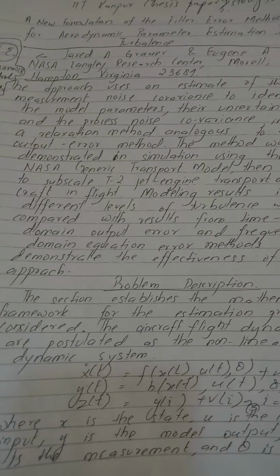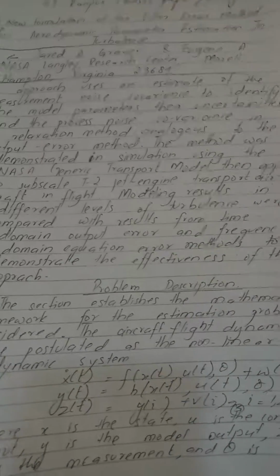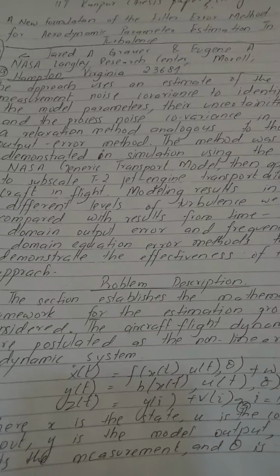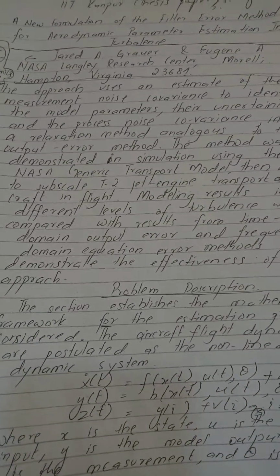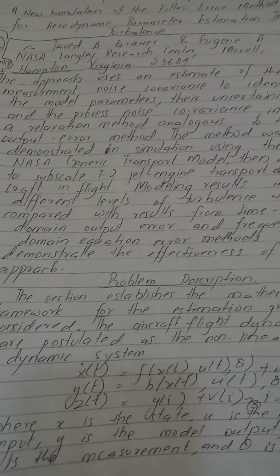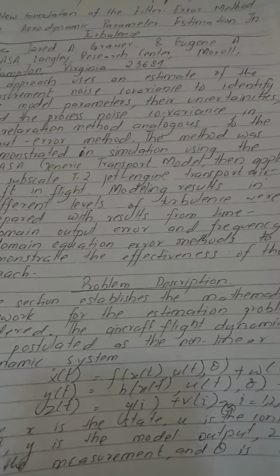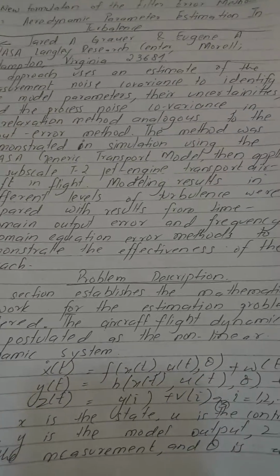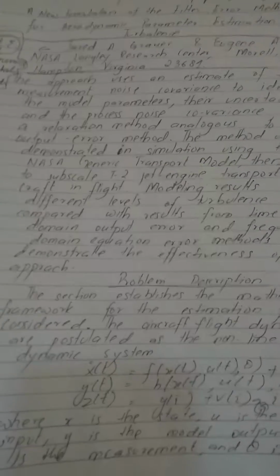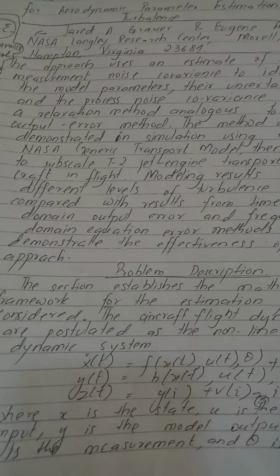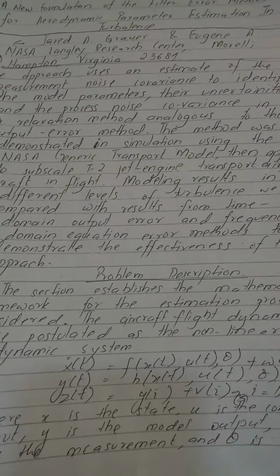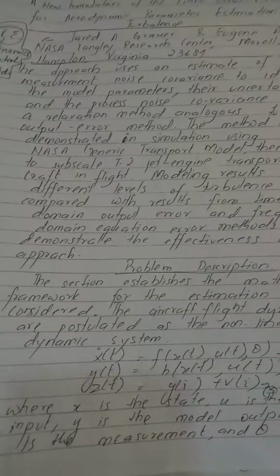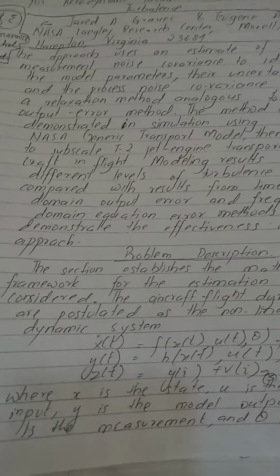The method was demonstrated in simulation using the NASA Generic Transport Model, then applied to a subscale T-2 jet engine transport aircraft in flight. Modeling results in different levels of turbulence were compared with results from time domain output error and frequency domain equation error methods to demonstrate the effectiveness of the approach.